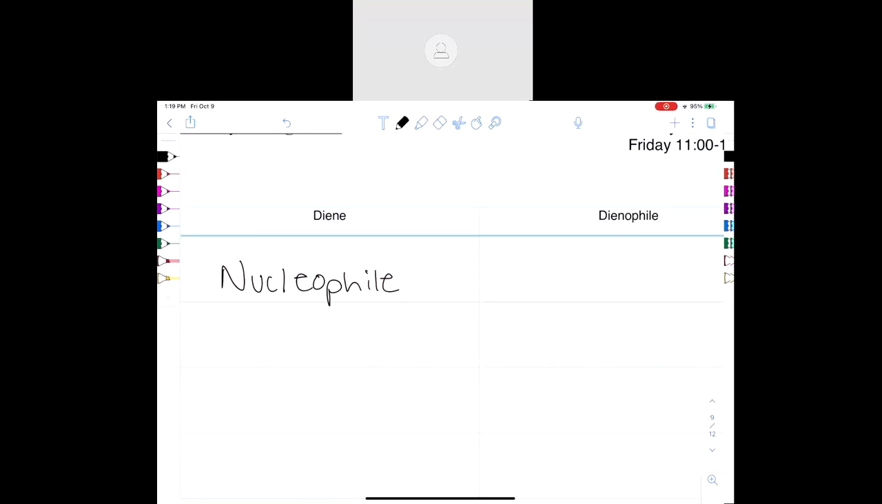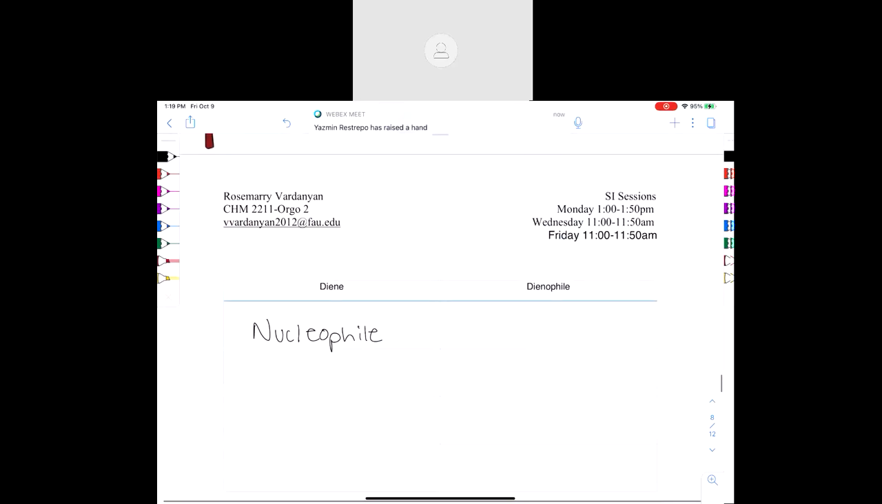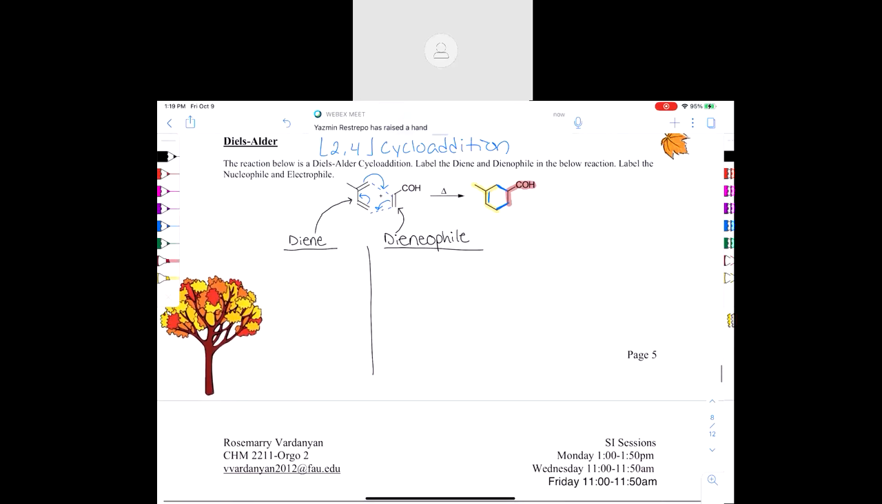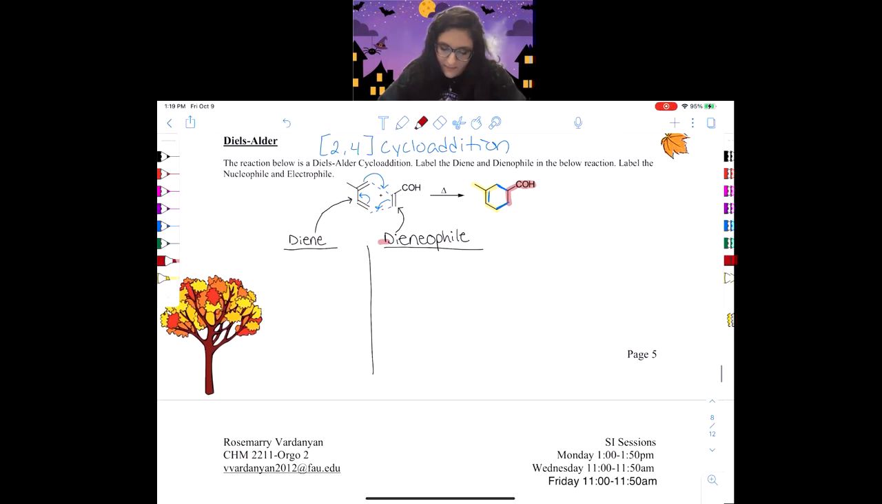Anyway, so the dienophile, that's the one with the COH, right? That's the compound with the COH, the double bond and COH. I just want to make sure that I have it. Yes, exactly. Will it always look like that? No. So I'll explain exactly what to look for in the dienophile in like 1 second, and then if you still have a question, feel free to ask again. Okay? Thank you. You're welcome.